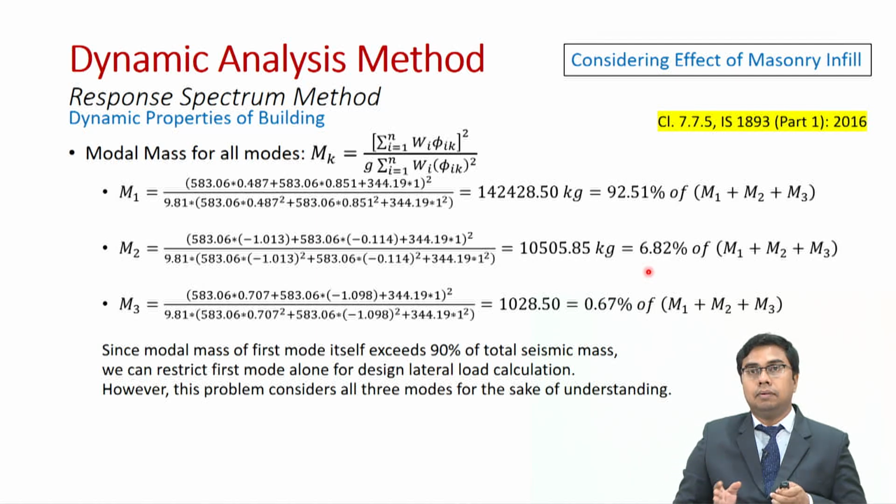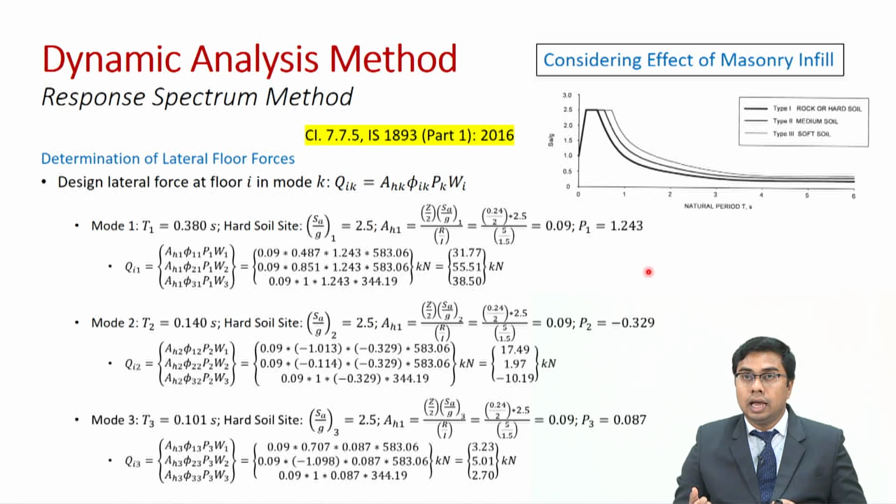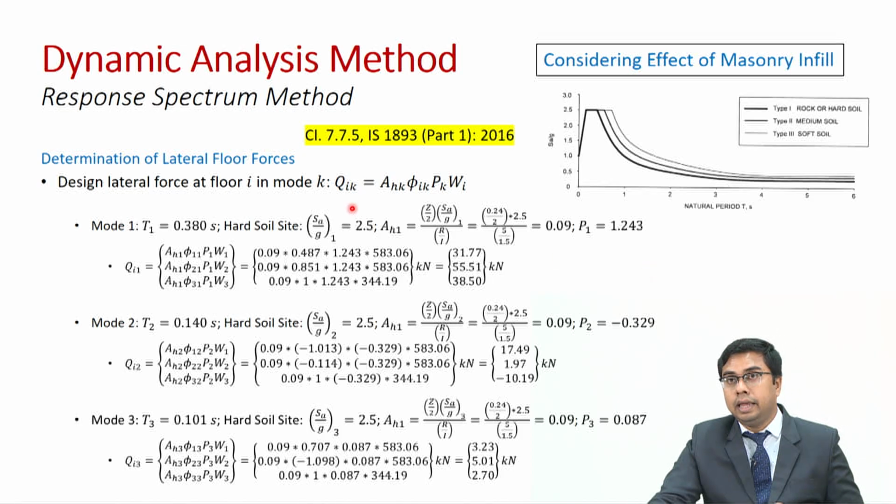Now, once we have the dynamic properties ready with us, natural period, modes of oscillation, modal participation factor and modal mass, now it is time to calculate the design lateral force at floor i in mode k. This is the expression given to us. It looks complicated, but it is very easy. If you could follow what is happening in this slide, then you shall appreciate that this expression is quite easy.